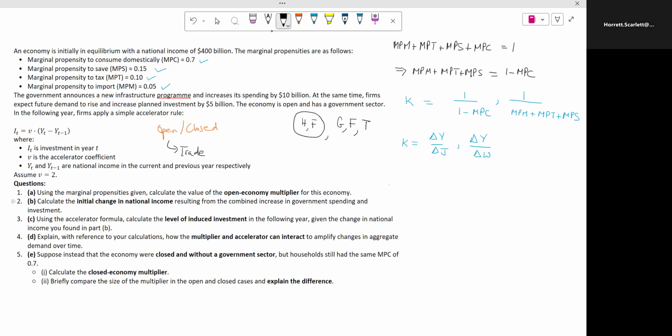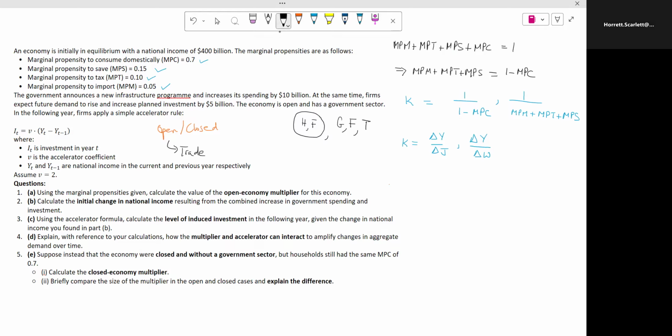So we want to calculate the open economy multiplier. And if we're talking about the open economy, then it means that we need to account for imports, we need to account for taxes, and we also need to account for savings. Based on the information that we have been given here, then all of those have been accounted for.